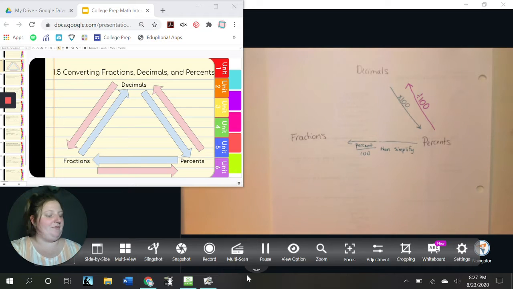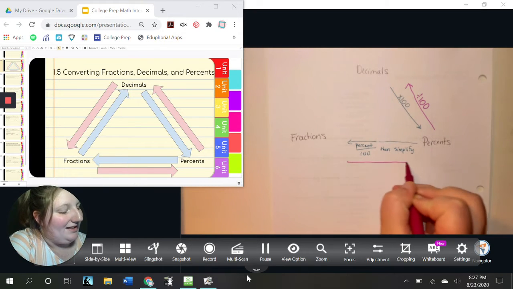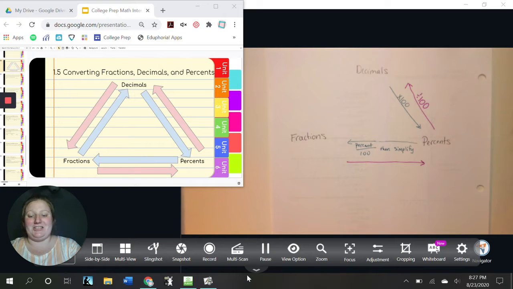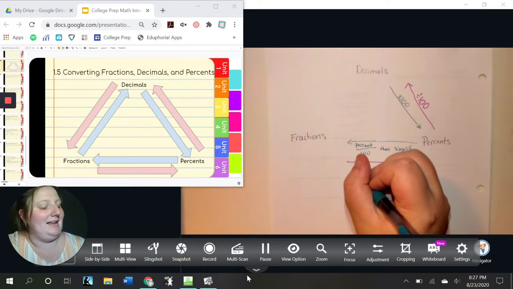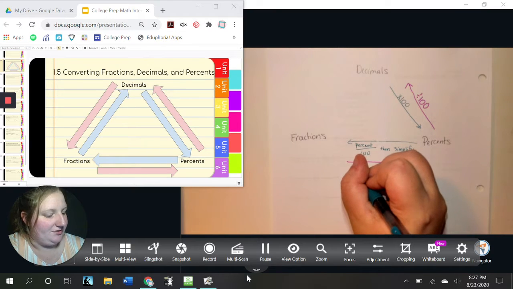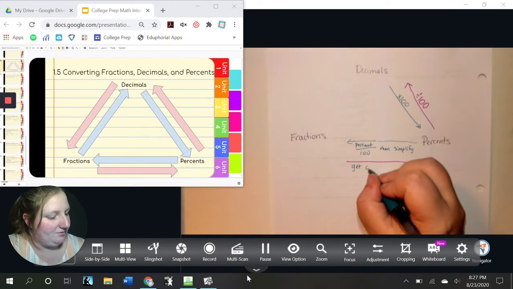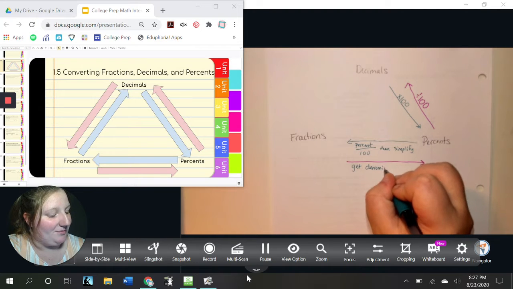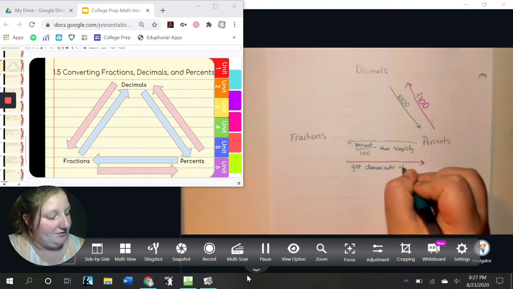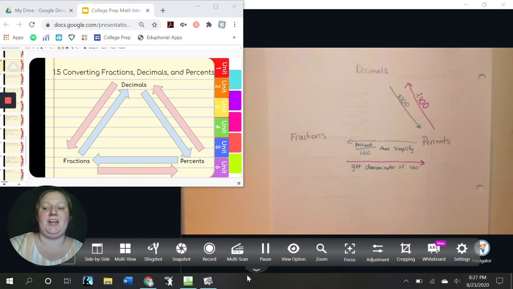So to get from a fraction to a percent, and this is one of the ones that's challenging because it doesn't always work out perfectly, but if you have a fraction, to get it to a percent, then if you can get a denominator of 100, let me write that. Get a denominator of 100, then the numerator is going to be the number for your percent. So that one's not as easy to do. It doesn't work out with every single fraction.